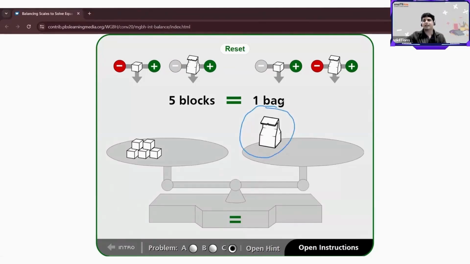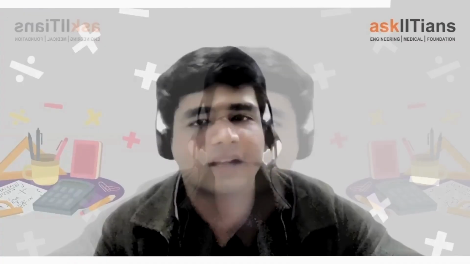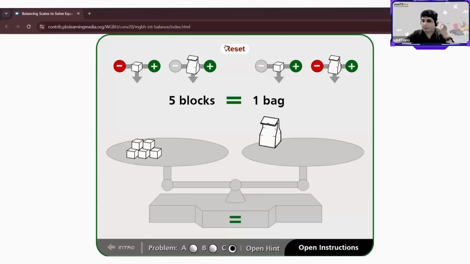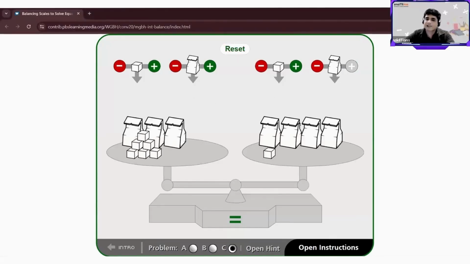What is our unknown thingy? Our unknown thingy is the bag over here. We do not know how many cubes are in this 1 bag. Are you getting my point or not? Yes. How do we do that? By isolating 1 bag on one side. Is this clear, everybody? Yes. Now let's solve this with the help of our brain, not with this thing. Okay, let's reset. We are resetting this.